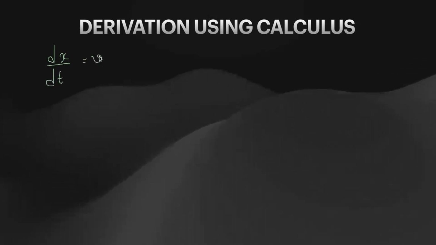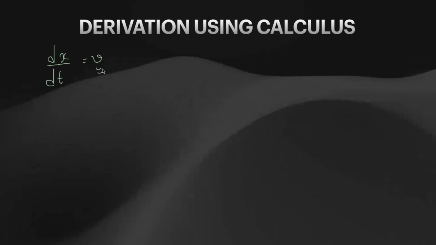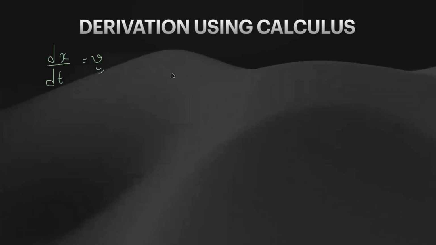Okay, now the important question over here is, this is velocity. Is this initial velocity or is this final velocity? How do you know if this is initial velocity or final velocity? Okay, so let us understand that first.